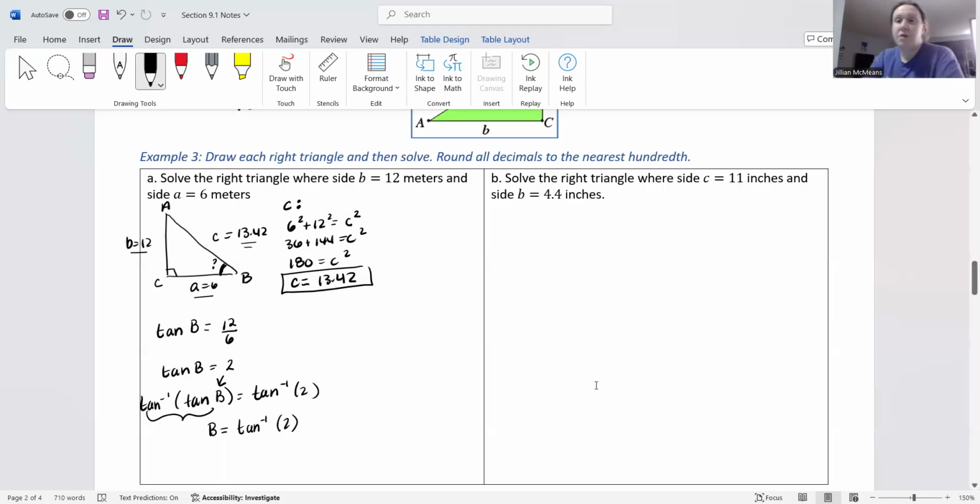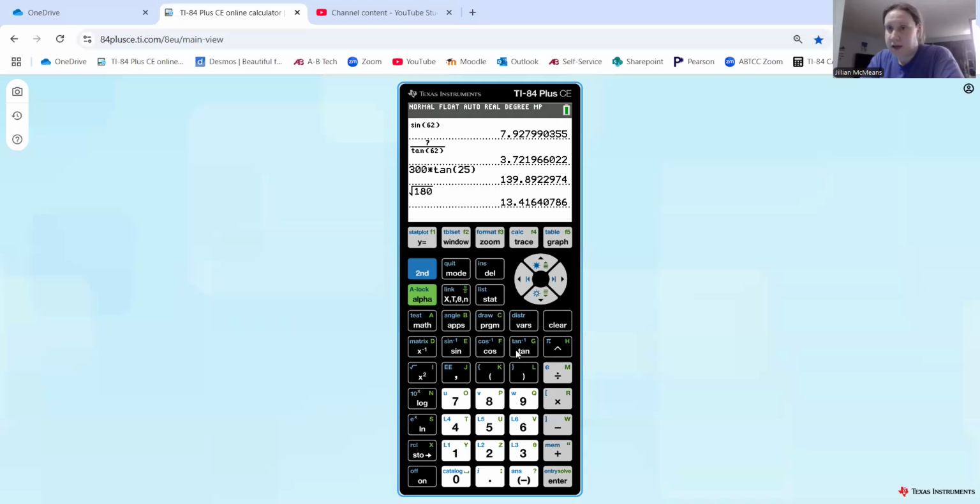Okay, so let's go over to the calculator. We want to do tan inverse of 2. And in case you forgot how to get to the tan inverse, notice we've got sine, cosine, tangent, and then in the corner in blue, we have inverse sine, inverse cosine, inverse tangent. So to get to inverse tangent, we go second tangent, and then just type in whatever the argument is, which in this case is 2. And we're going to round to 2 decimal places, so we get 63.43 when we round.